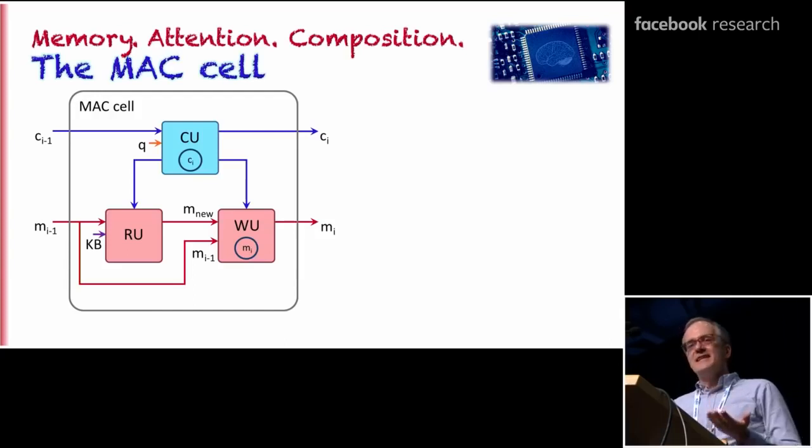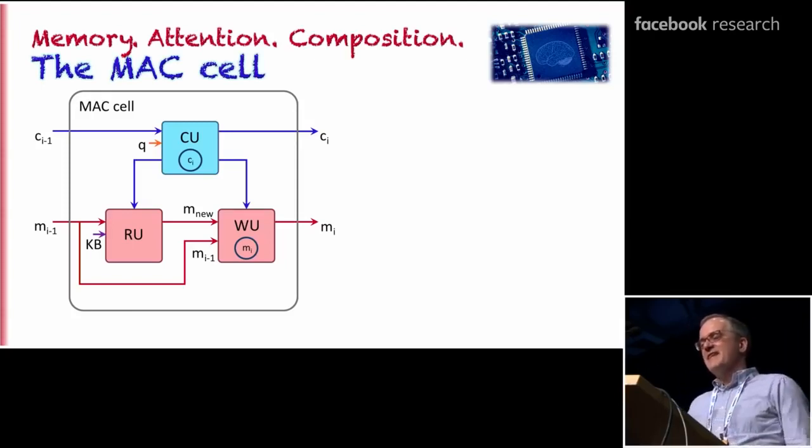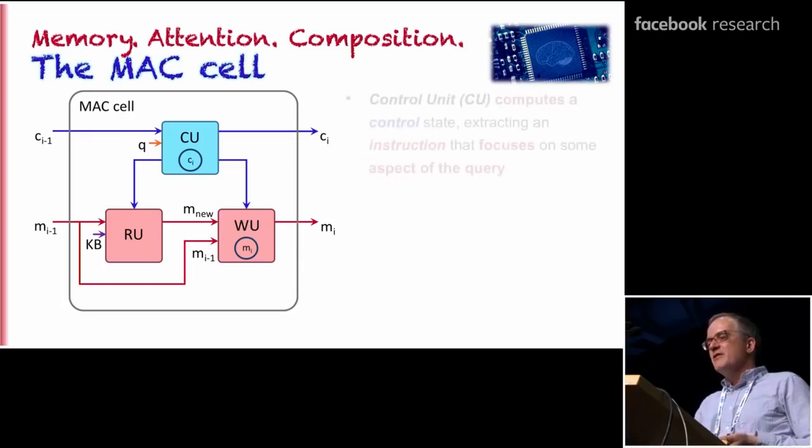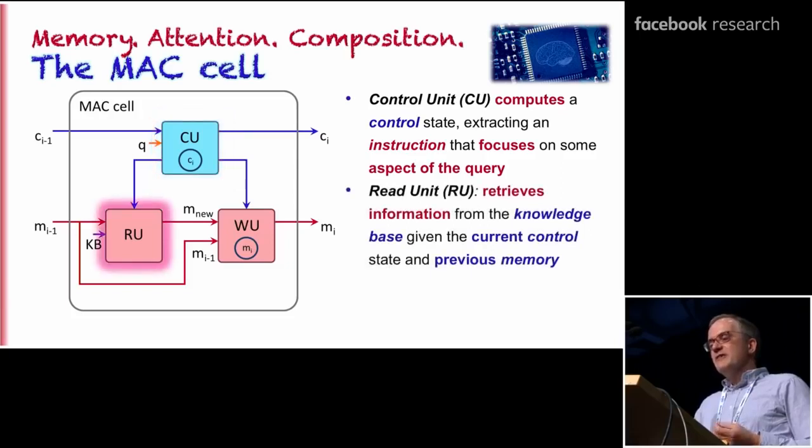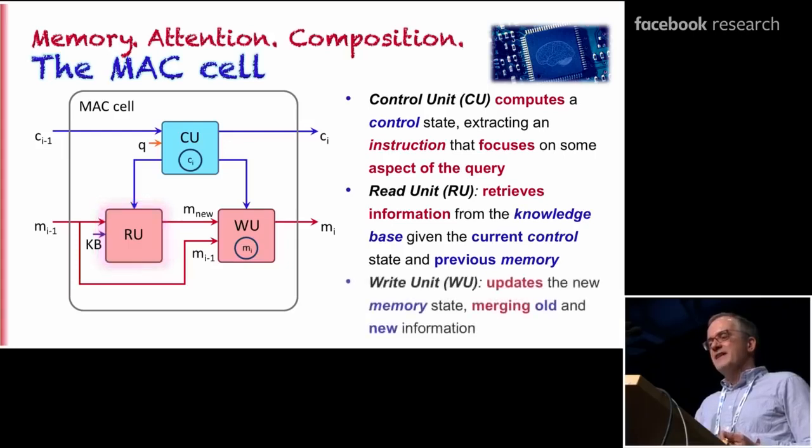It has a control state and a memory state. There is a fundamental idea here, which is to think maybe there's actually something good in the kind of architecture that's been used throughout the history of computing, where control and memory are separated from each other. At any rate, that's a hypothesis that's being developed in this work. So the control unit computes a next control state, extracting an instruction from the query. Then the read unit retrieves information from the knowledge base, given both the previous memory, it's again working recurrently, and the current control. And then finally, the write unit is going to update and write the next memory, merging the newly found information with the previous memory to then write the next memory.